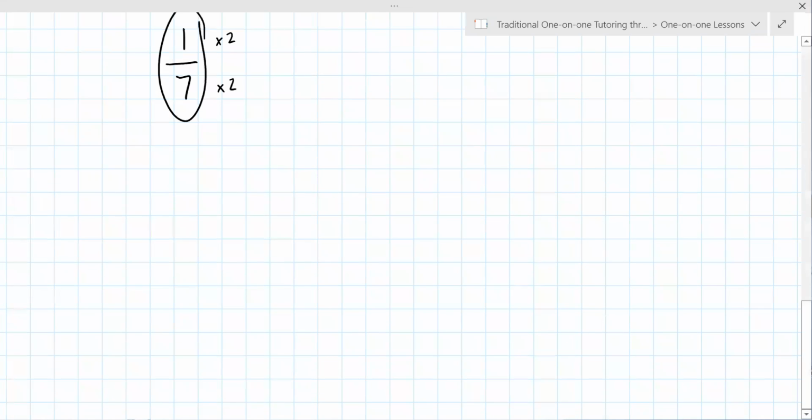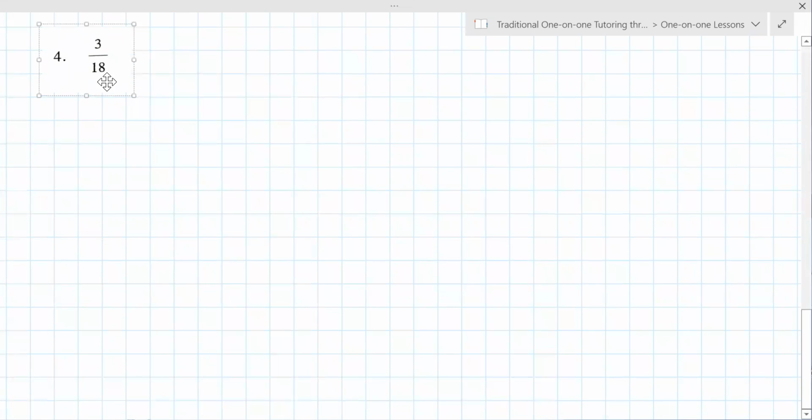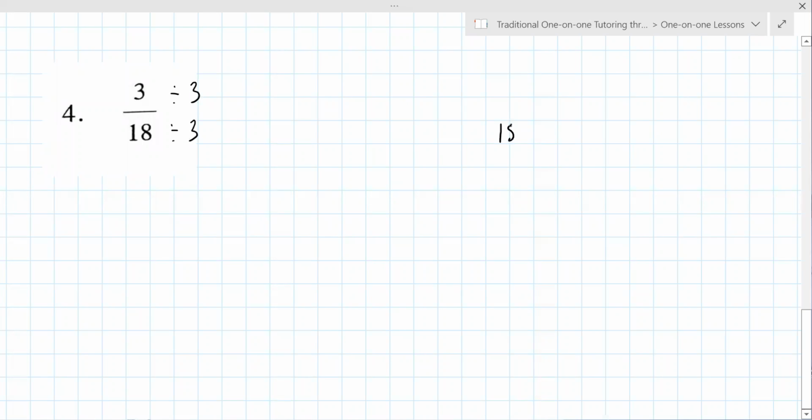How about number 4? Is there a number that goes into both 3 and 18? No, not that I can think of. I mean, 3 can't go into 8. So 18, right? You've got to add up the digits. 1 plus 8. What does that add up to? 9. So 3 goes into that. So then 3 would work? Yes, 3 does work.